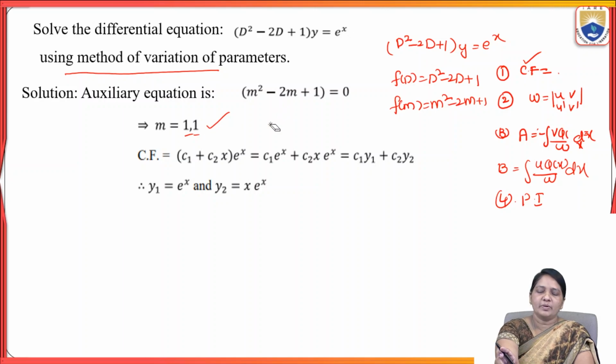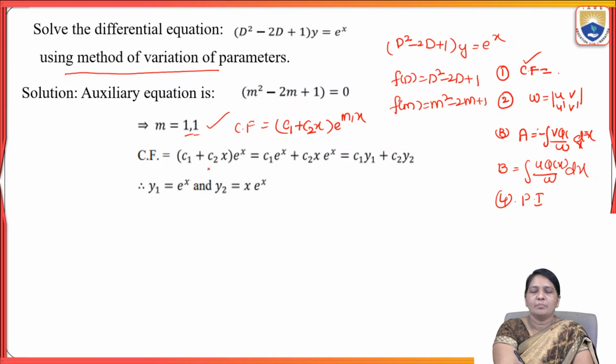So what is the complementary function here? Here the two roots are real and same, so we can write the complementary function as c1 plus c2 into x, into e power mx. Here the m1 value is 1. So now c1 into e power x plus c2 into x into e power x.